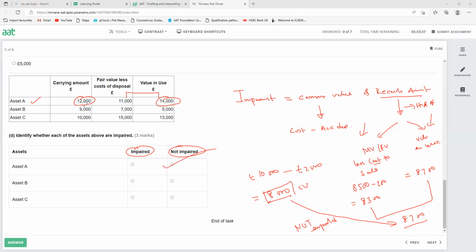Asset B has a carrying value of 9,000, and between these two I pick the higher one. Between 5 and 7, 7 is the higher. Now we can see my carrying value is more than the recoverable amount, so the asset is impaired by 2,000. I'm showing the asset at 9,000 carrying value in my financial statement, but in the market I cannot sell it for more than 7, so 2,000 is impaired. The value has gone down. Next one, between 15 and 13, 15 is the higher, and it is more than 10, so it is not impaired. Very simple; you can see it's an easy 3 marks if we understand it.